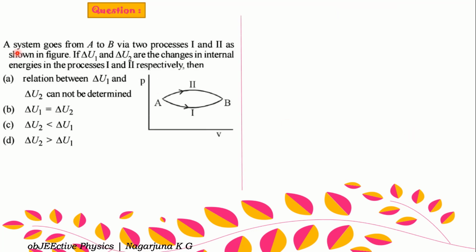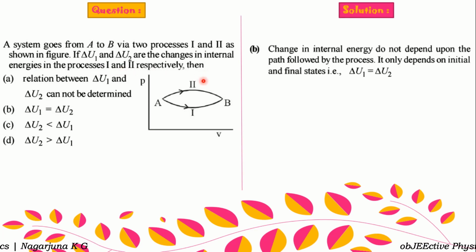Next question. A system goes from A to B via two processes 1 and 2 as shown in the figure. If delta U1 and delta U2 are the changes in internal energies in the processes 1 and 2 respectively, then... Solution. Change in internal energy does not depend upon the path followed by the process. It only depends on the initial and final states, that is delta U1 is equal to delta U2. So, option B is the right option.